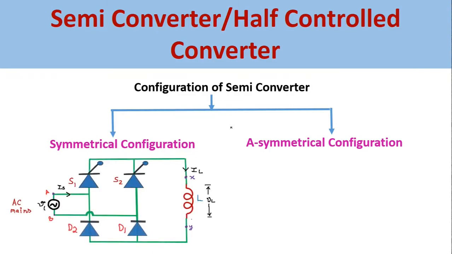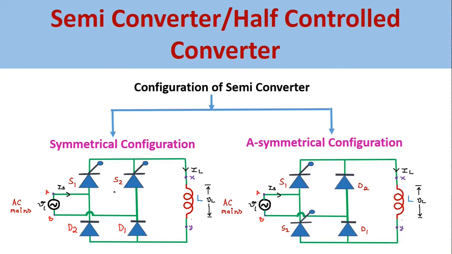This is the circuit diagram of symmetrical configuration. This is the circuit diagram of asymmetrical configuration. So in the symmetrical configuration, we can see that two SCRs and two diodes are used. Here also in the asymmetrical configuration, two SCRs and two diodes are used. But in the symmetrical configuration, one diode and one SCR are connected in line, and in the asymmetrical configuration, two SCRs are connected in line and two diodes are connected in line.